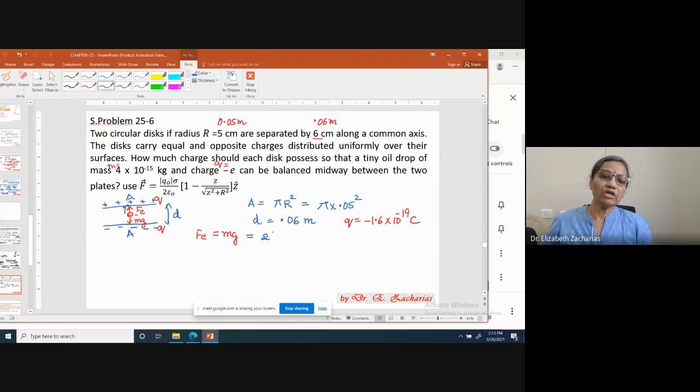I can call it 2 times Q naught. I won't say Q naught, though. What is the charge on the oil drop? The charge on the oil drop is not Q naught. The charge on the oil drop is 1.6 into 10 to the power of minus 19. And then sigma. What is sigma? Sigma is my unknown charge Q divided by the area of the plate. And then, of course, I have my 2 epsilon naught.